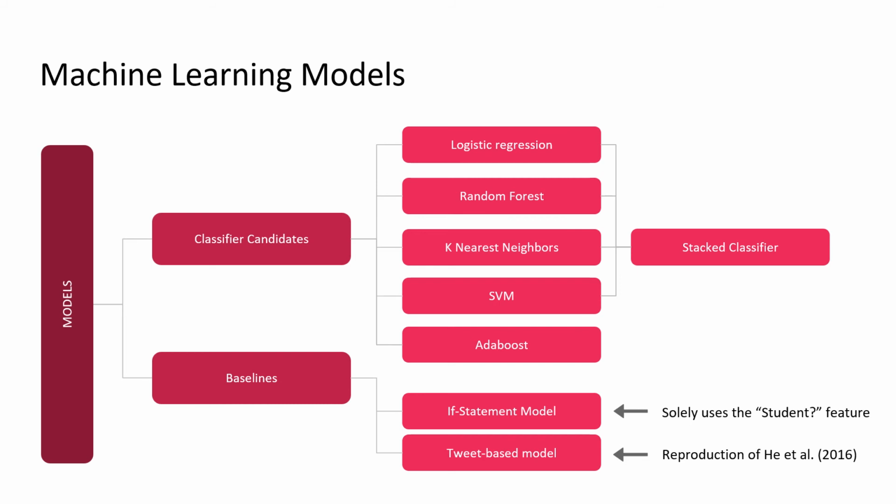On the previous slide, in the ablation study, we found that one feature had extremely high importance. In order to see if the other 16 features contributed to more accurate classifications, we used an if statement model, which predicts users as a student or non-student solely based on that one extremely important feature. We also reproduced the tweet content-based model described earlier using our own dataset.